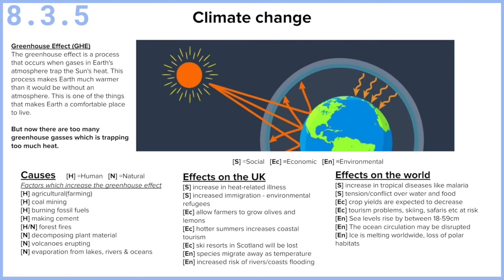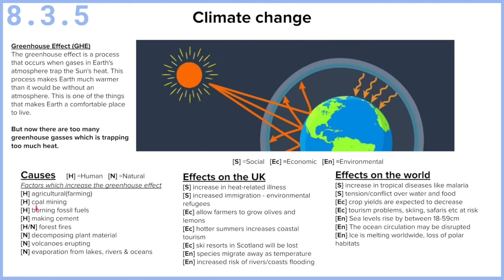So you can see here, the ones with H's are all human. So agriculture, farming, coal mining, burning fossil fuels and making cement, and some forest fires, which are set by man, are all human. Whereas some forest fires, which are started by nature, natural forest fires, decomposing animal material, volcanoes, and evaporation, are all natural factors. So if these H's ones weren't there, then the greenhouse gases would be at an appropriate layer and it wouldn't be an issue.